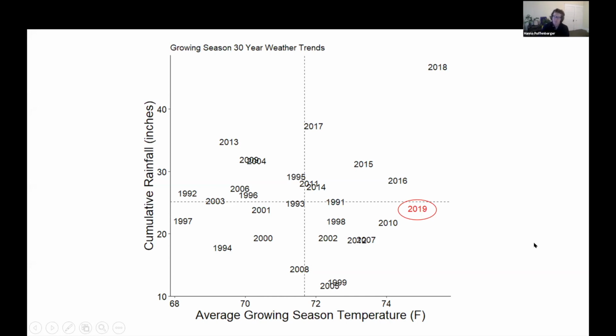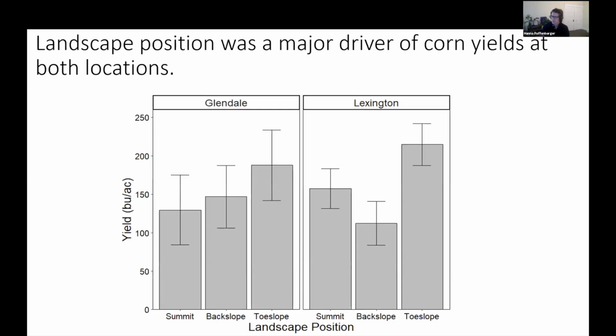We'll start by looking at the data from the field trials in 2019. And as you can see from this figure, it's a year during which we had a little bit below average rainfall and above average temperatures. There are a few things that stand out. The first is that landscape position was a major driver of yield at both our Glendale and our Lexington sites.